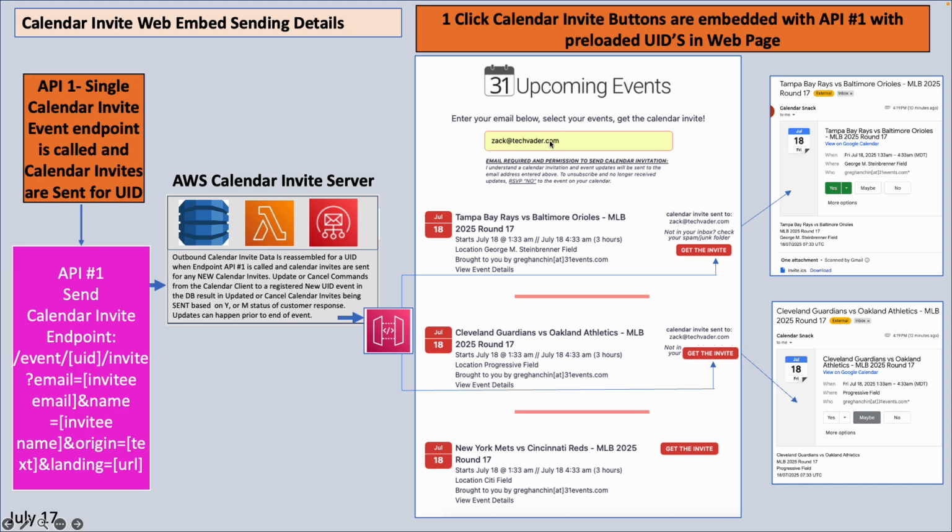Zach put his email address up here. He clicked a couple buttons and got the calendar invites. Now we do this because we're storing the event data in AWS, and we can pull that data out based on the UID. And what we do is use the UID here. You can see over here API 1. When we send a calendar invite itself off the page, we actually take the UID for that game. We match it to the email address, Zach, and then Zach clicks the buttons and we send out the calendar invites. That's how it works.